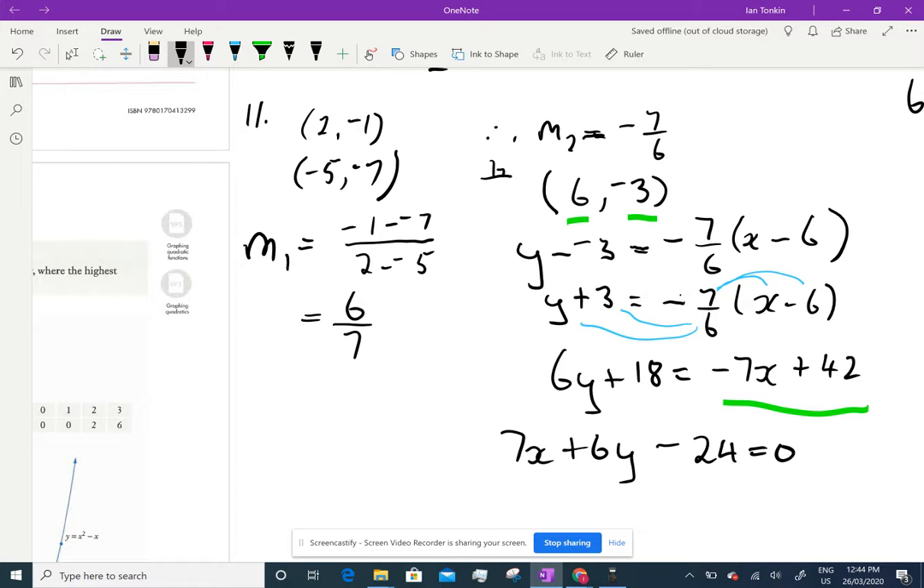And let's check. Now, hopefully you did that on your own and you came back. 7x plus 6y minus 24 is 0. So that's exercise 407. Make sure you get 408 done before our Zoom meeting.